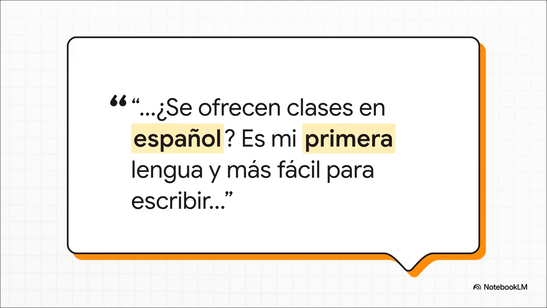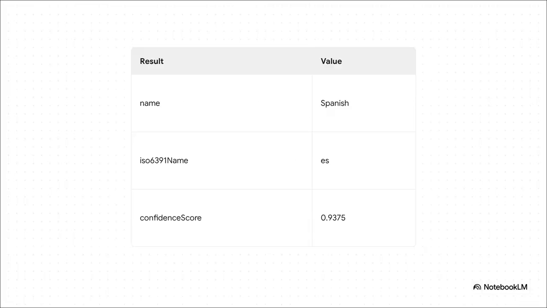Okay, take a look at this. It's a perfect example of what a real support request might look like. It starts in English, then dives into a good chunk of Spanish, and finishes up with a question in French. So, what's the detective's verdict when it sees this linguistic blend? And boom, here's the result. It comes back as Spanish. But look closely at that confidence score, 0.9375. It's really high, for sure, but it's not a perfect 1.0.